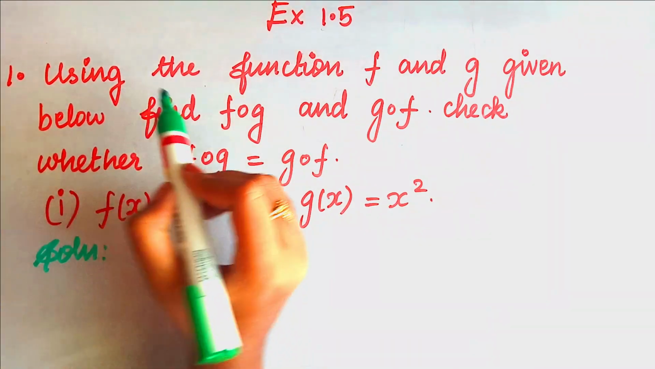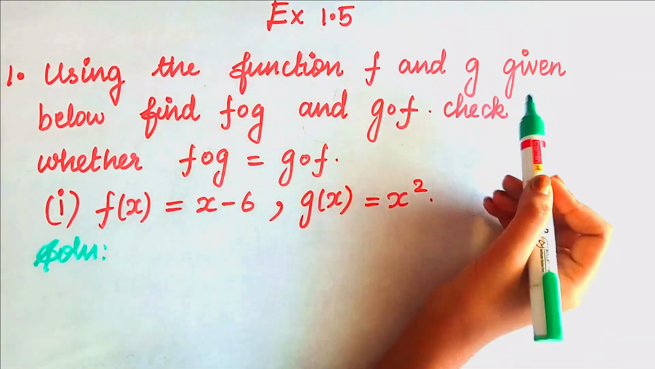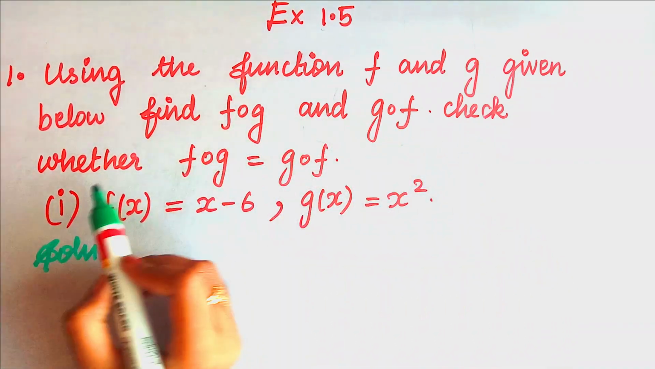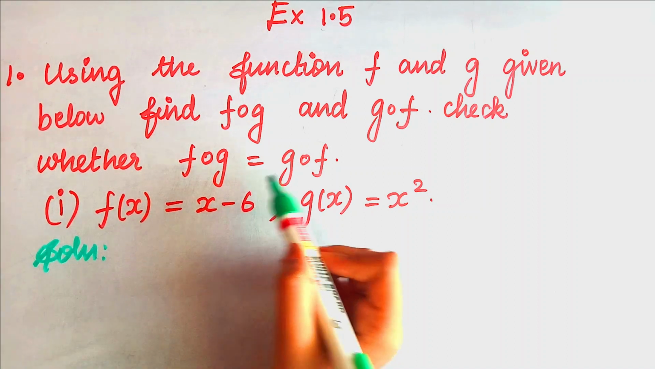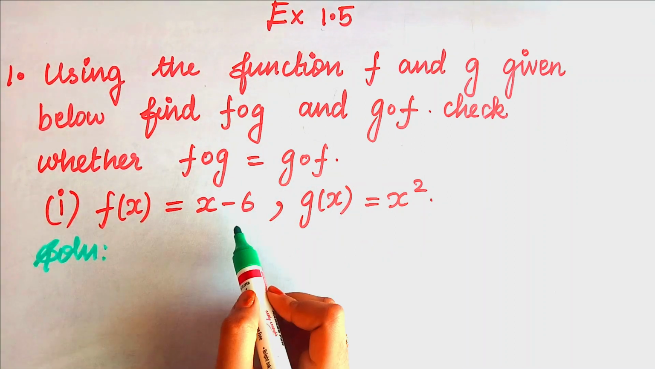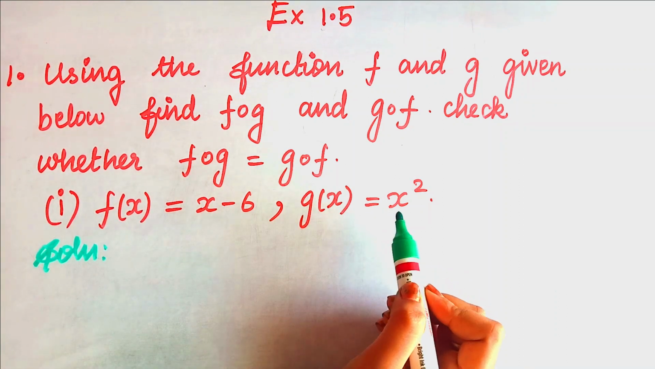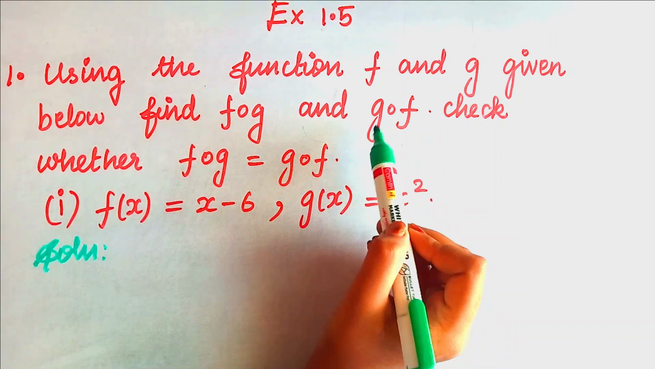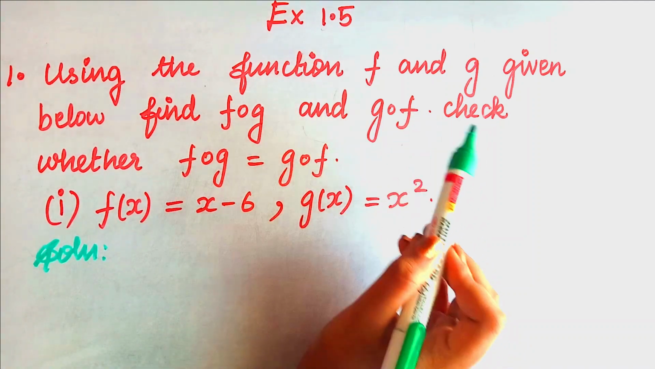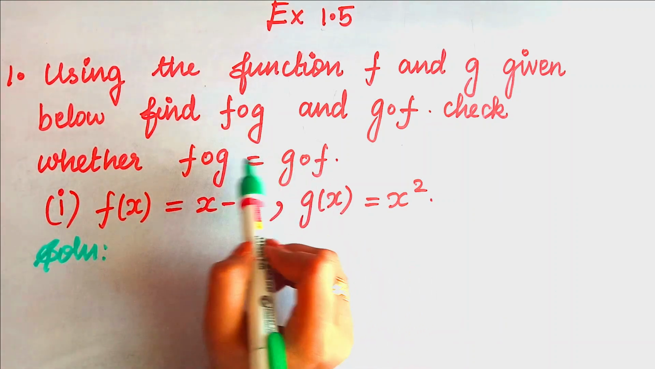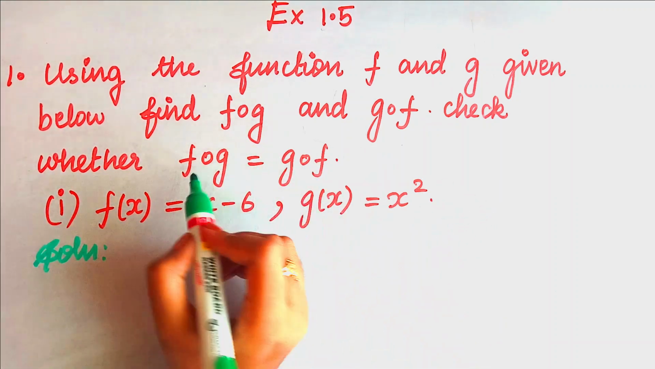First sum. Using the functions f and g given below, find f∘g and g∘f. Check whether f∘g is equal to g∘f. So the first subdivision is f(x) = x − 6 and g(x) = x². Here we have to find f∘g and g∘f, and then check whether f∘g equals g∘f or not. So we are going to check this.